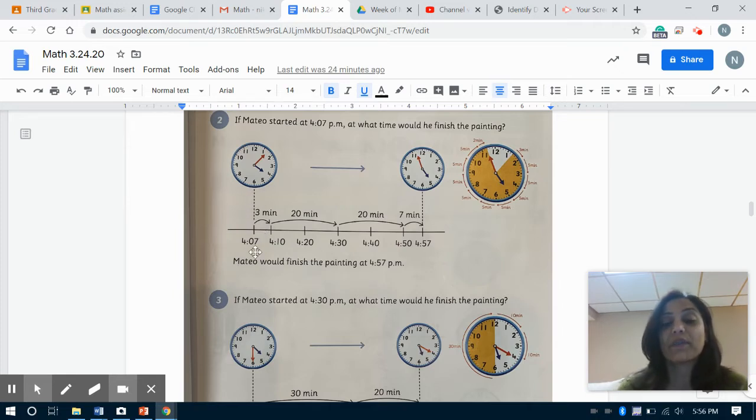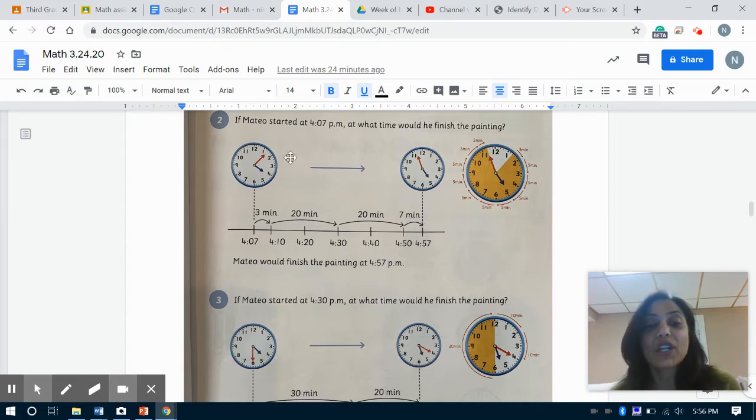This looks a little different because this time, this strategy shows you, how can we go from 4:07 to a more friendly number like 4:10? Well, if I go from 4:07 to 4:10, that's 3 minutes. And then from 4:10 to 4:30, another 20 minutes. We're trying to make 50, remember? So that's 23 minutes so far. Another 20 minutes, that's 43 minutes. And another 7 minutes, which takes you to 50. So from 4:07, 50 minutes would be 4:57.